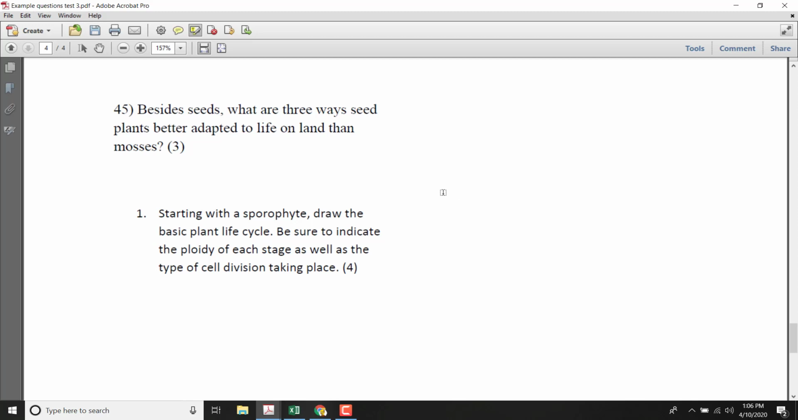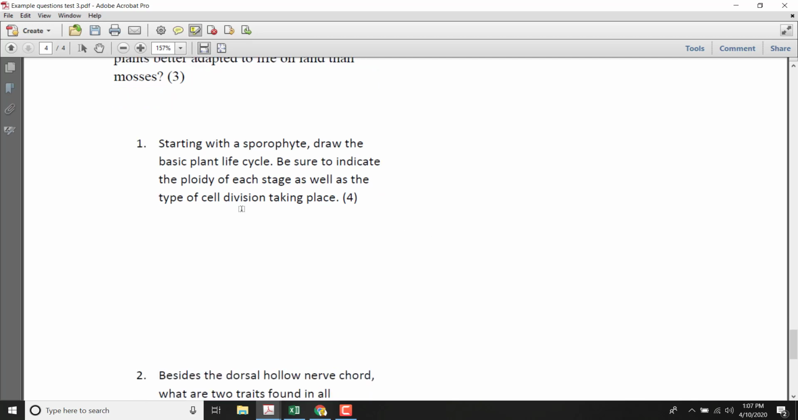Besides seeds, what are 3 ways seed plants are better adapted to life on land than mosses? Well, you tell me. You better be able to list this, right? Well, let's think about it. Seed plants, they don't need water to get their sperm to the egg. They have vascular tissue. They have seed dispersal. They have pollinators. They have big leaves for photosynthesis. So they have all those things that make them better adapted to life on land than the mosses.